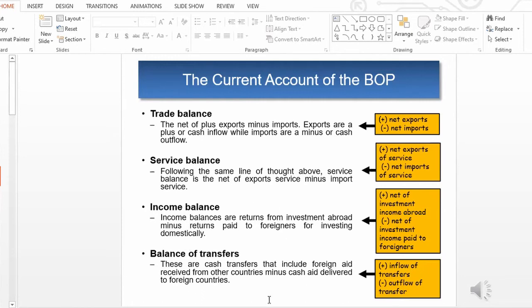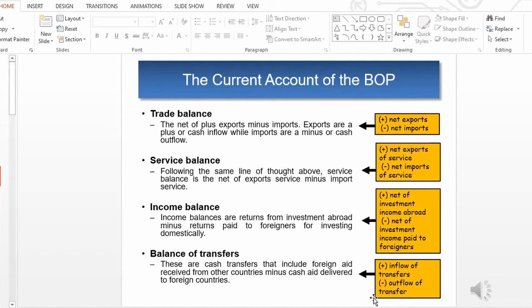Now, balance of transfers, these are cash donations, cash gifts. So a cash gift from abroad given to our country is a plus, an inflow of transfer. That's money coming into our country. Now, if the Philippines donates money to another country abroad, we give financial aid abroad, that's an outflow of money. That's a minus. So that represents money coming out of our country. So it's an outflow of transfer. Okay, money coming out.